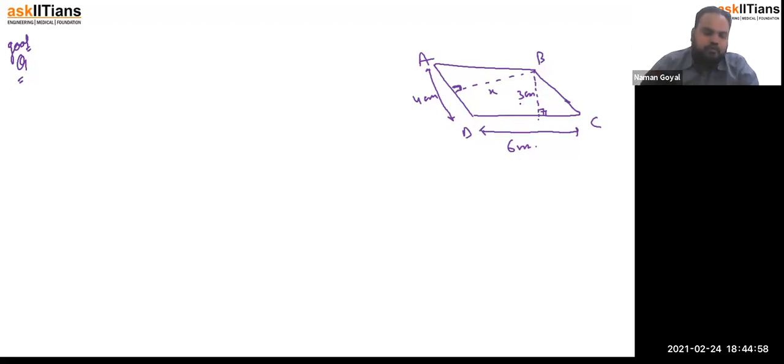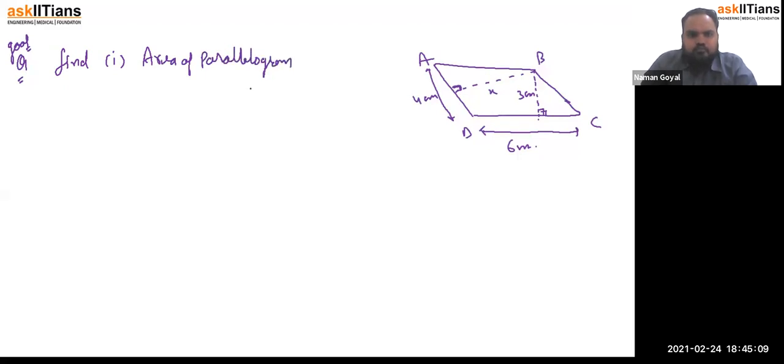So you have to find the first thing, the area of the parallelogram, and the second thing, the height corresponding to the base AD, which means it is asking for the value of x.